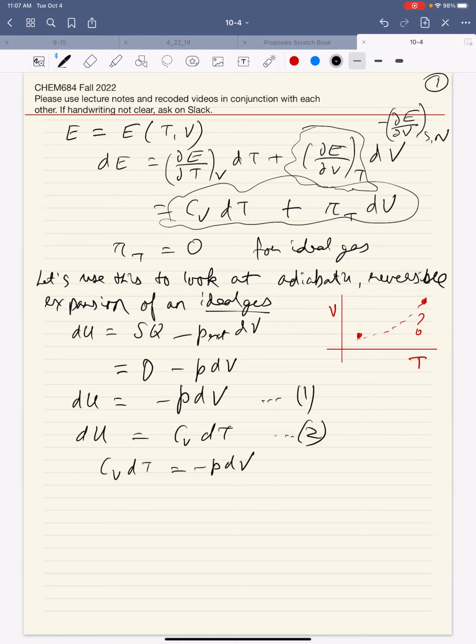So if we assume that CV is constant as a function of temperature, then we can do the integral. We can take it from Ti to Tf, and we can take this one from Vi to Vf. Here, the pressure we cannot take out, right? The pressure is definitely going to change. But now we assume it's an ideal gas, right? We have assumed already. So pressure is equal to nRT by V. Therefore, CV, and I did something stupid here.